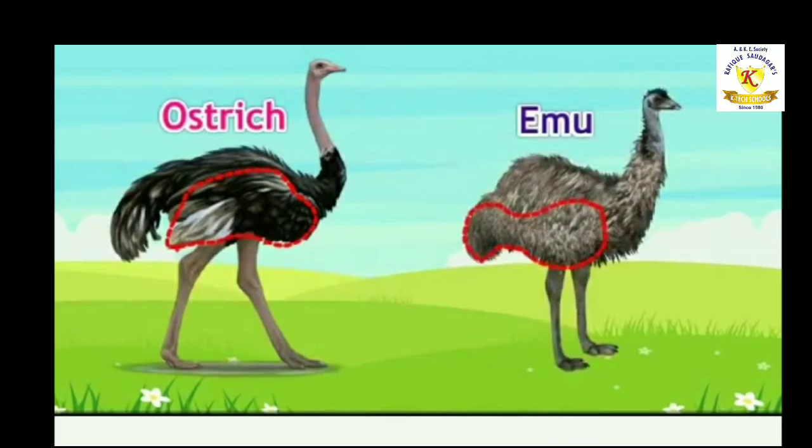Now, wings of birds like ostrich and emu have become weak due to no use. You must have seen this bird, the ostrich, which cannot fly, right? But it is a type of bird. Why can it not fly? Because this bird's wings have become weak because of no use. Understood, children?